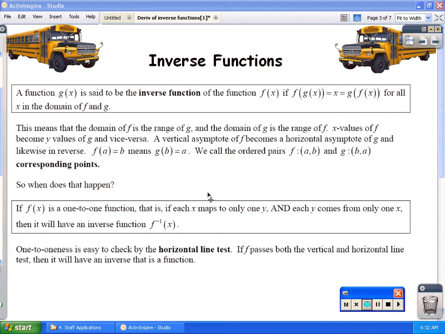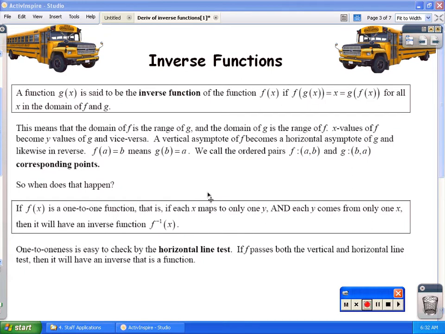So as you can see from the notes on the screen, a function g of x is said to be the inverse of the function f of x if f of g of x is equal to g of f of x, and they both equal x. In other words, the functions undo each other and you get right back where you started from. This means that the domain of f is the range of g, and the domain of g is the range of f. In other words, for two functions to be inverses of each other, the domain of one is the range of the other, and vice versa. The domain and range simply switch places.